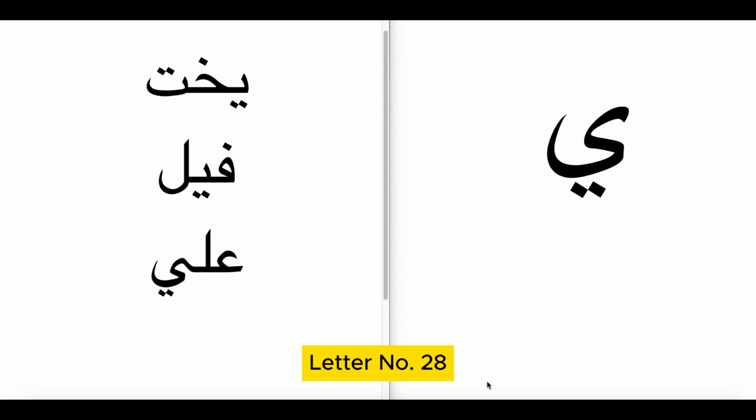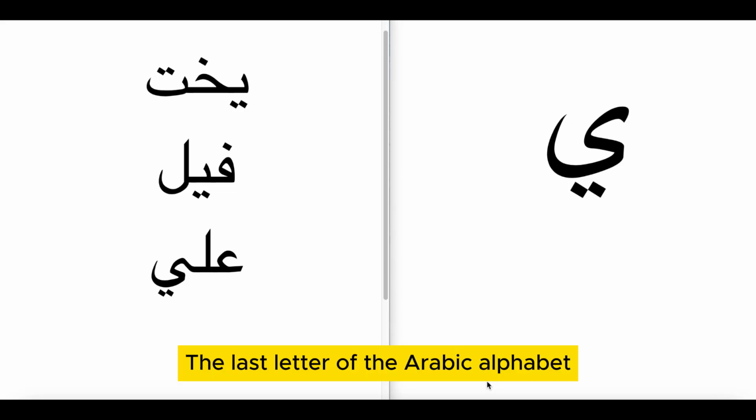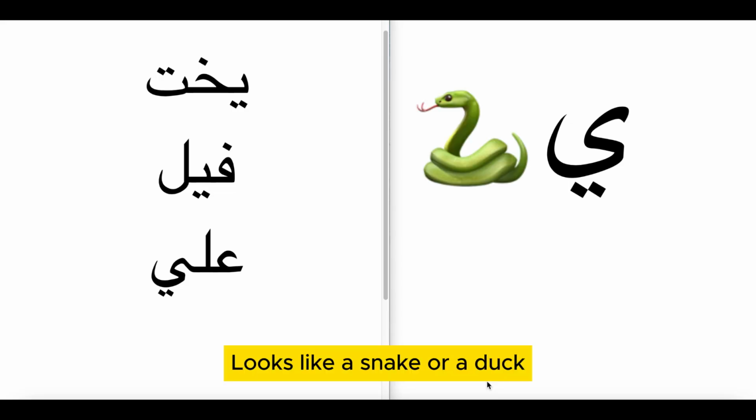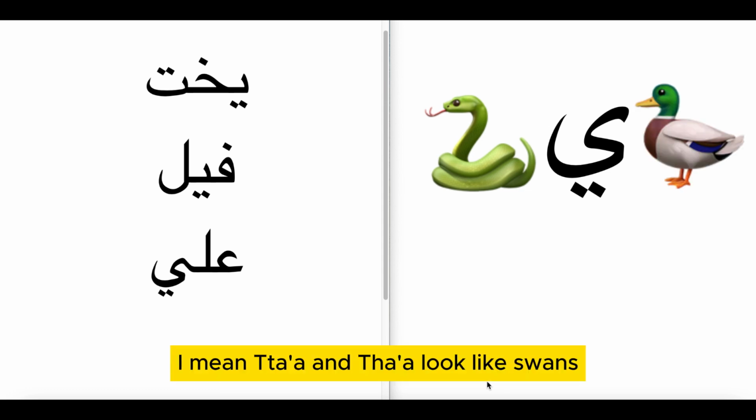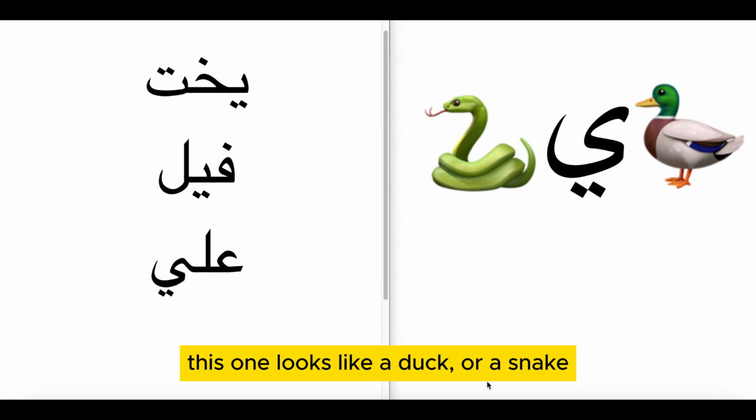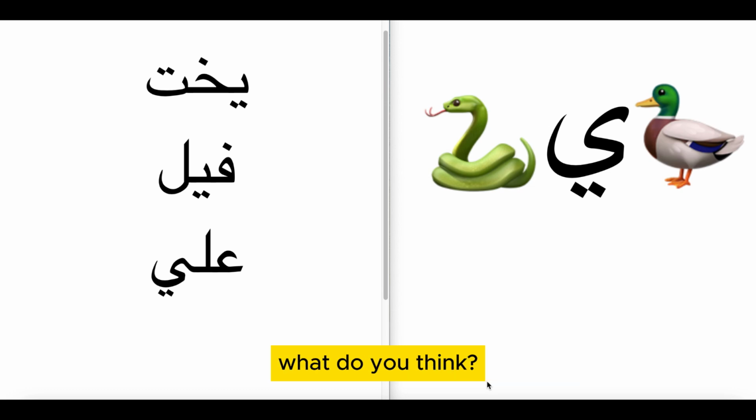Letter number 28. Ya. Yeah. The last letter of the Arabic alphabet. Looks like a snake or a duck. I mean, ta and dha look like swans. This one looks like a duck or a snake. What do you think? Tell me in the comments.